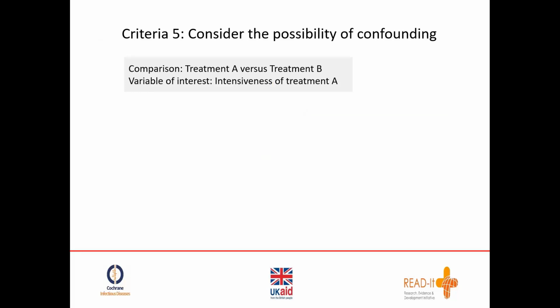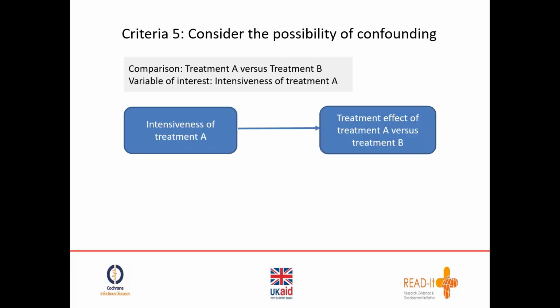Okay, so 5 is considering the possibility of confounding, and to demonstrate confounding, let's consider a meta-analysis that includes trials comparing treatment A and treatment B. So let's assume that treatment A varies in intensiveness. So some trials compare intensive treatment A to treatment B, and other trials compare non-intensive treatment A to treatment B. And now we assume that we're doing a subgroup analysis, which was performed to investigate whether the intensiveness of treatment A modifies the treatment effect of treatment A versus treatment B.